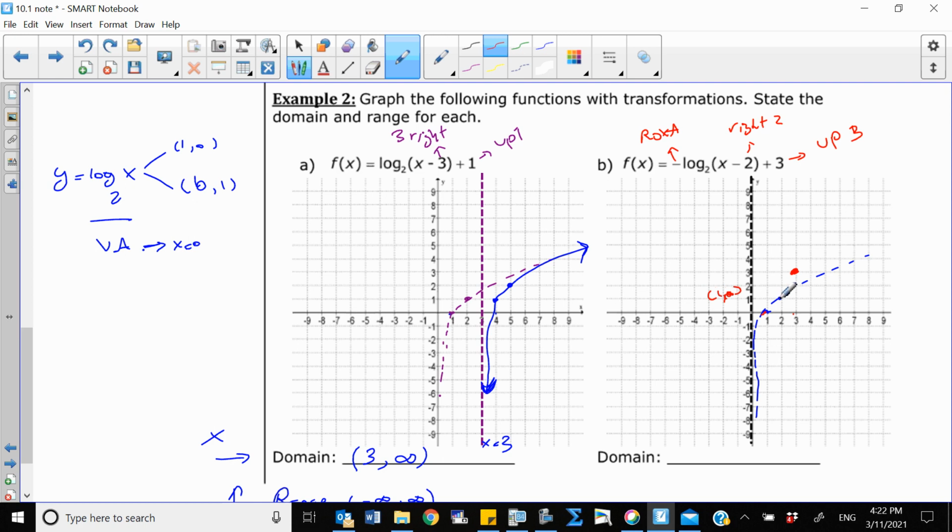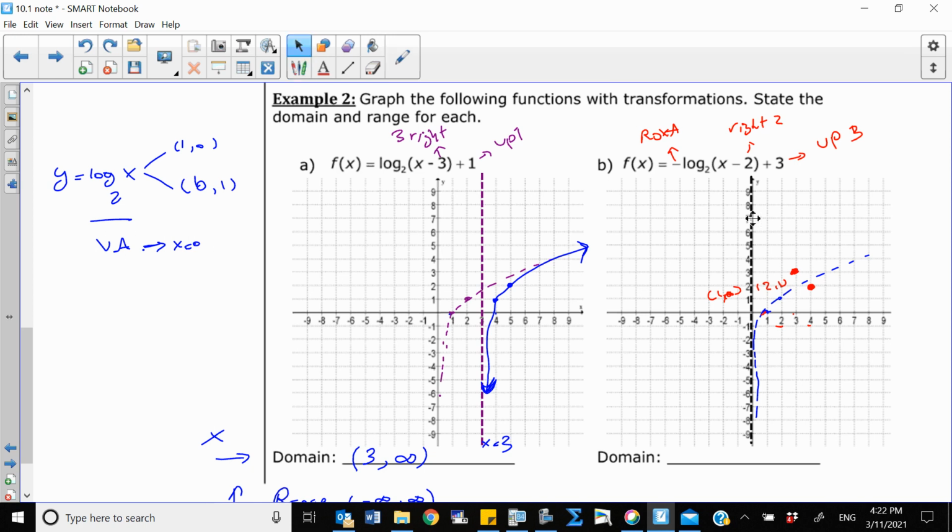Now this one, reflected over x-axis. It was 2 and 1. Now it's going to be 2 and negative 1. So it's here. Then I move it right 2 and up 3. 1, 2, 3. So it's going to be here. So now my 2 points are here.